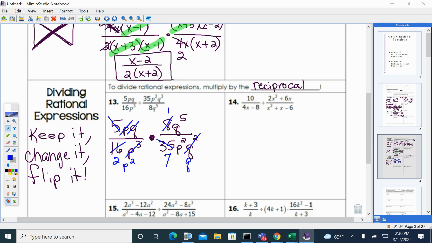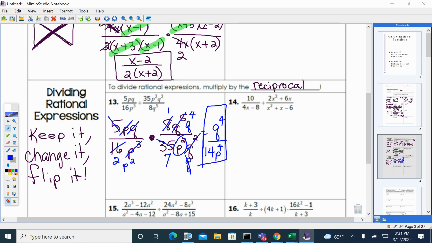What else? The Q in that bottom right will then cancel with one of these in the top, leaving me with Q to the fourth. I think I have everything simplified, but we'll find out when we multiply across. So multiplying across the top, all I see is a Q to the fourth, and all I see in the bottom is a 14 P to the fourth. Don't lose that. So there's your answer on number 13.